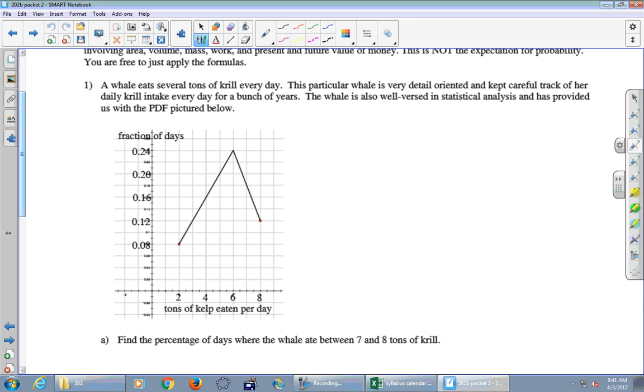Okay, so it says find the percentage of days where the whale ate between 7 and 8 tons. By the definition of a PDF, this kind of function right here, that percentage is exactly the area under the curve between 7 and 8. So this question just says find the area of that trapezoid. That is the definition of a PDF. It's the area under the curve between 2 points is exactly the same as the probability or percentage that the variable is in between those 2 points. Okay.